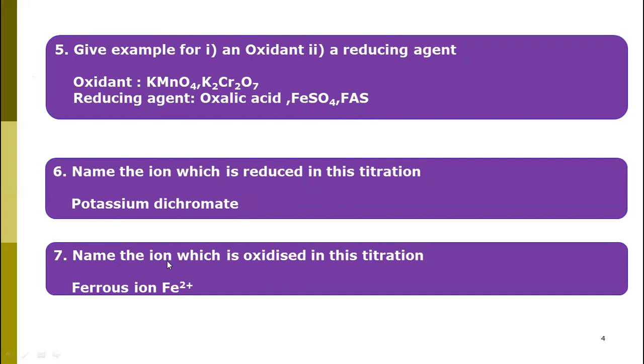Next, name the ion which is oxidized in this titration. It is the ferrous ion, Fe2+. Fe2+ will be oxidized to Fe3+. So since both oxidation and reduction are carried out, hence we call it a redox titration.